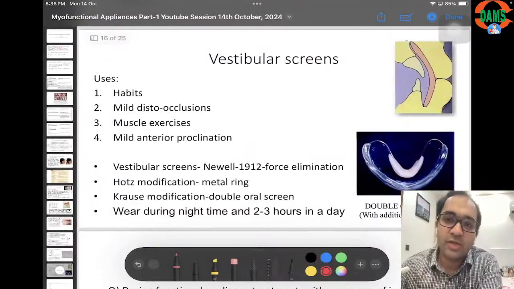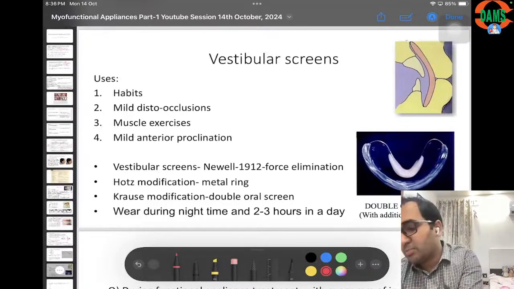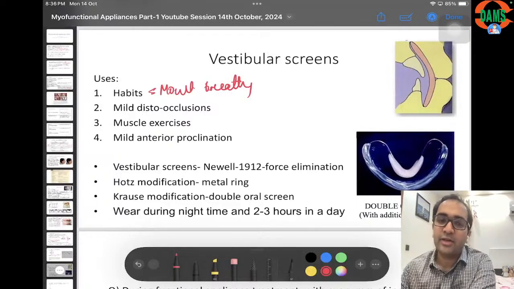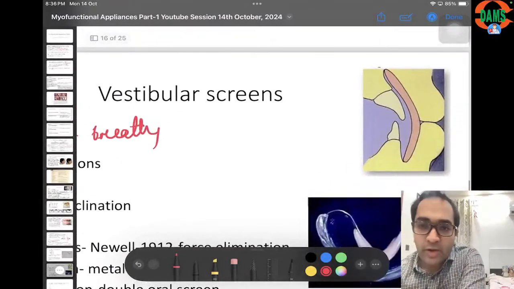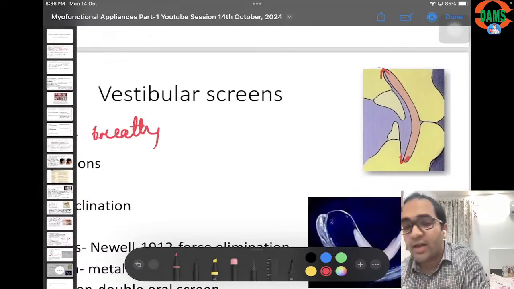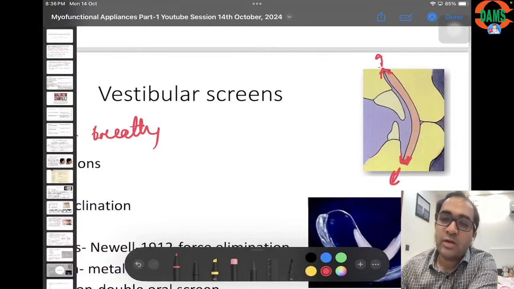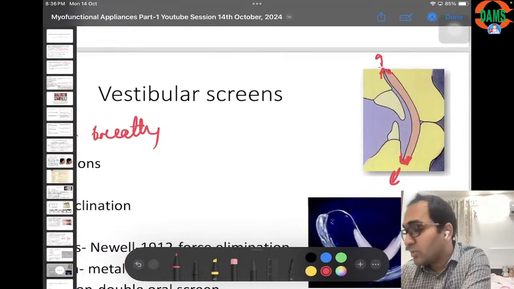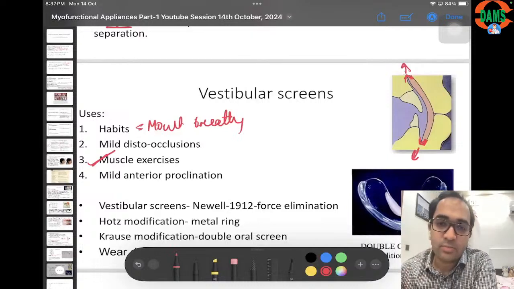Next appliance is a vestibular screen. Very easy to understand. It is used for the correction of habits, that is mouth breathing, for the correction of mild distal occlusion, muscle exercise and mild anterior proclination. How? The vestibular screen is constructed of acrylic, overextended. So what will happen is, it will lead to the pulling of the oral mucosa and the surrounding muscles which are attached to it. So when it pulls, it can lead to muscle exercises.